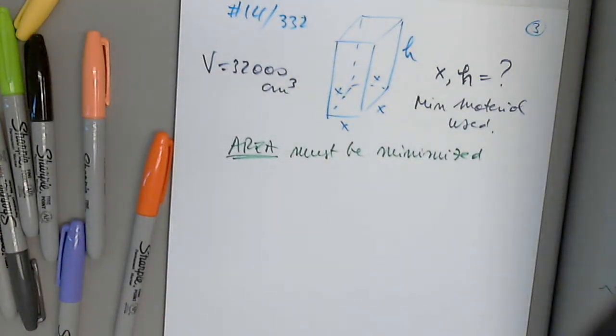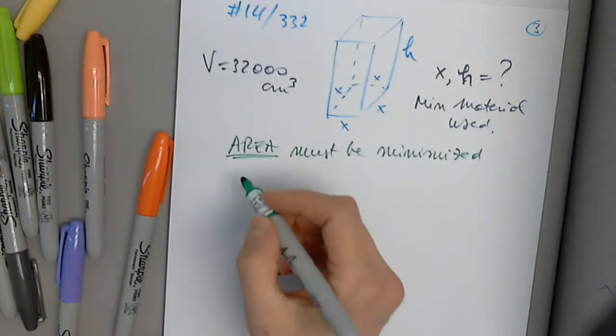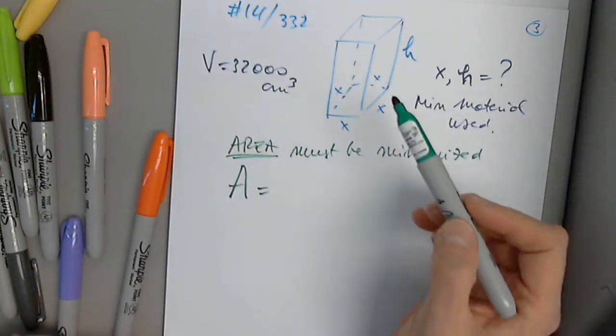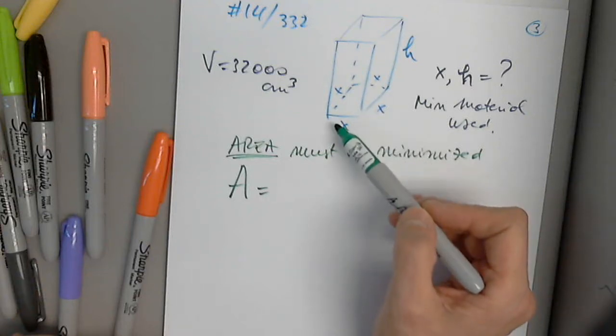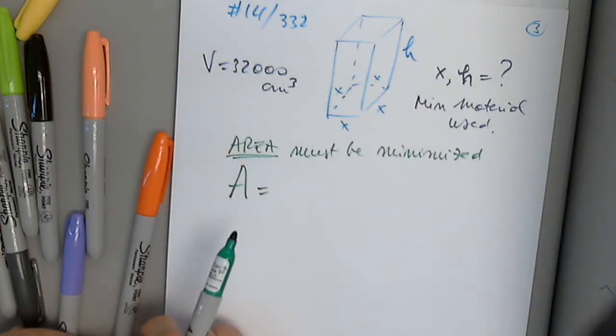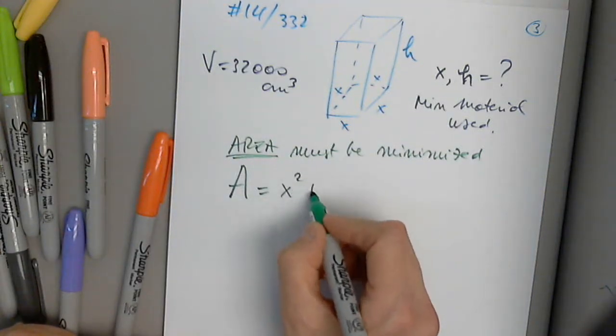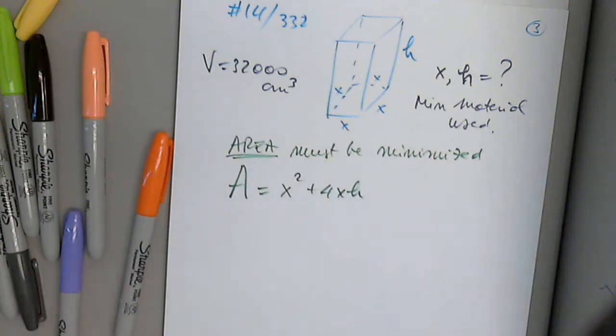Good. Can anyone give us the area of this box without the top? There is no lid. Is it a square or rectangle? So only the base is a square. Good. So exactly, x squared plus 4xh. It has 4 sides that are rectangles, base times height, they're the same, 4 times x times h, plus the base that is x squared.